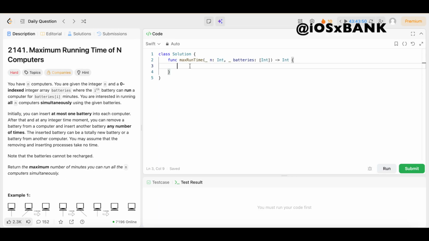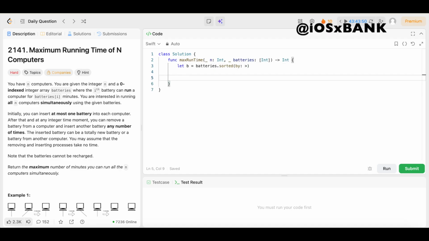And now that we understand the question, let's get into the fun part, the actual solution. The solution is not that difficult at all, so let's get into it. The first thing we're going to do is sort the batteries descending so we can process the largest ones first. So we're going to say let B equal batteries dot sorted, open up the parentheses, by colon and put the greater than sign just like that.